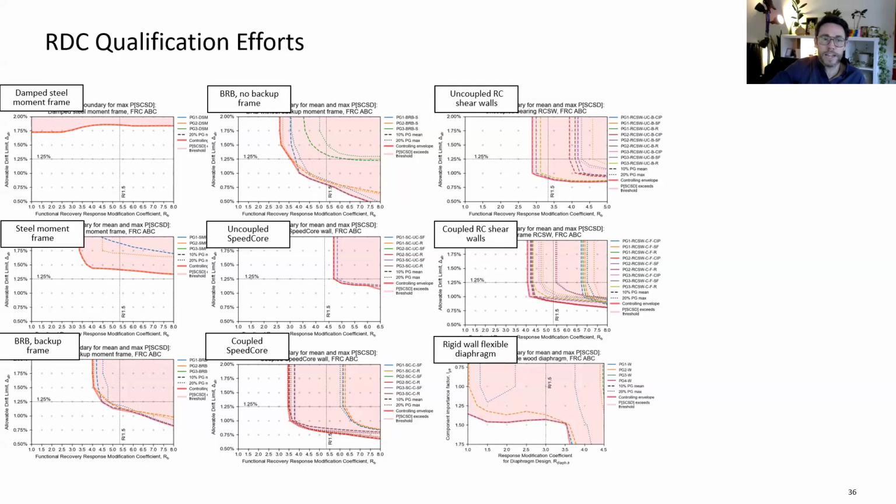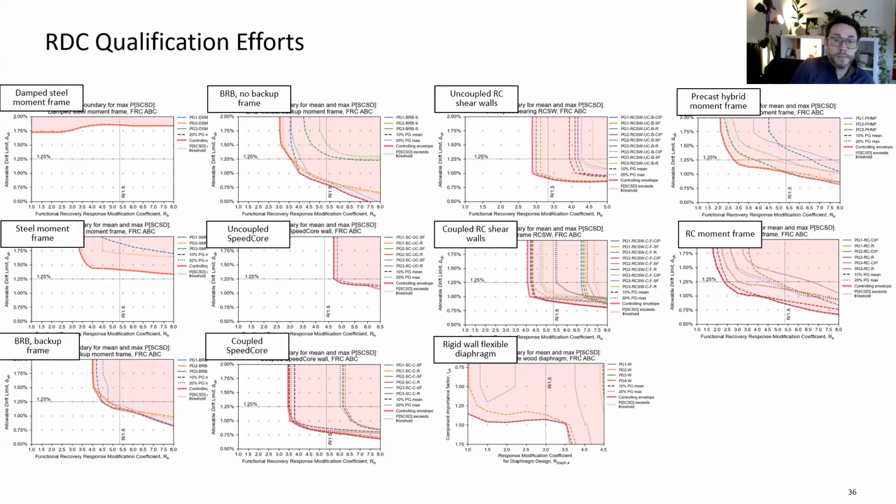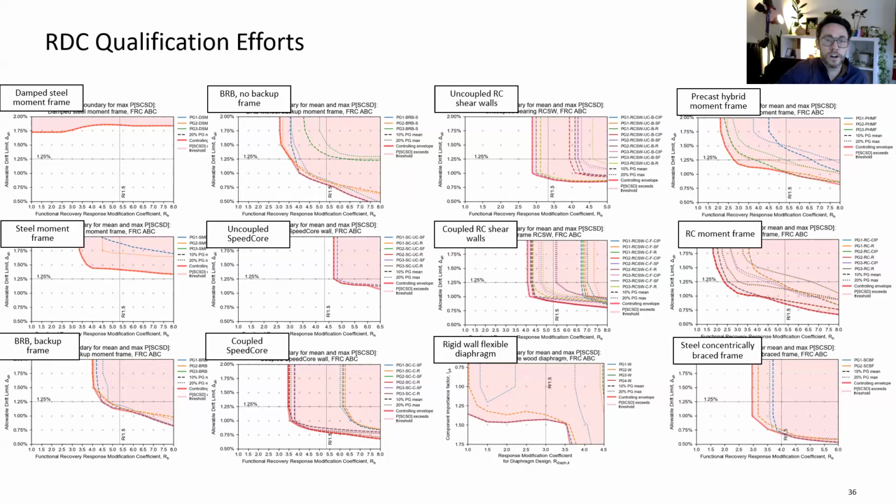Rigid wall flexible diaphragm buildings are kind of their own beast because the design process is a little bit different, but I wanted to flag that there as well. Precast hybrid moment frames and conventional RC moment frames. And then the last one we've also considered are concentrically braced frames. For each one of these systems, there's a report with all the details, and our intention is to make these reports publicly available after completion of this code cycle.